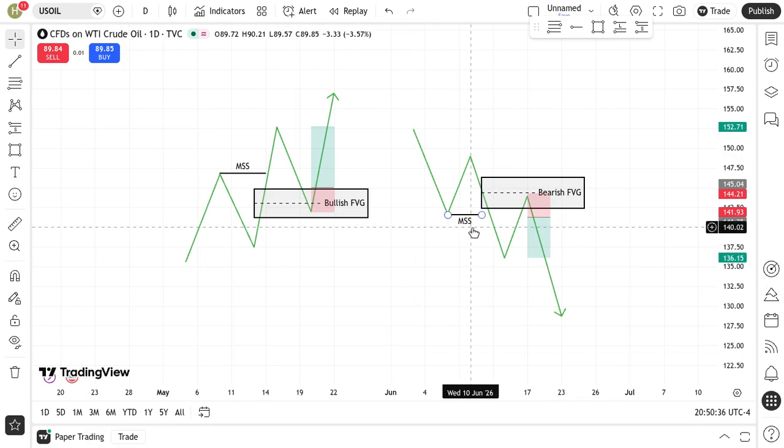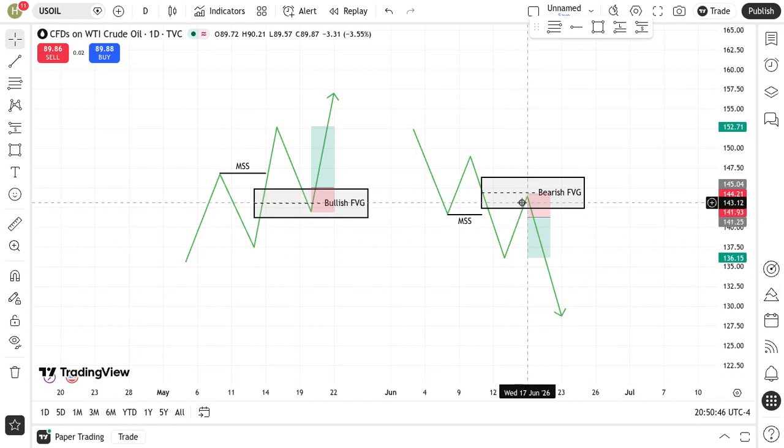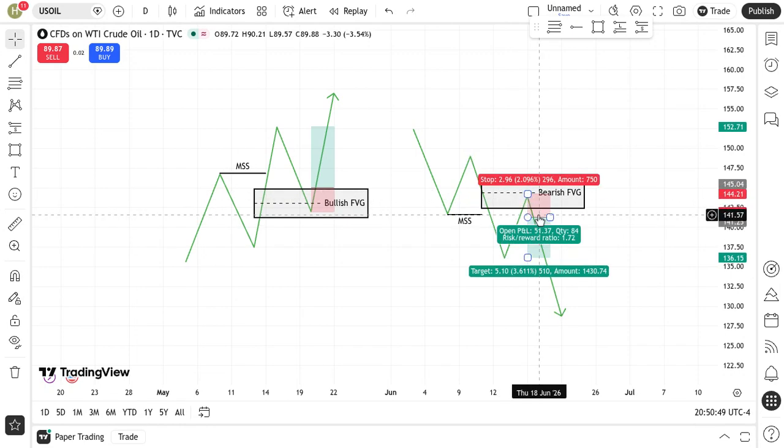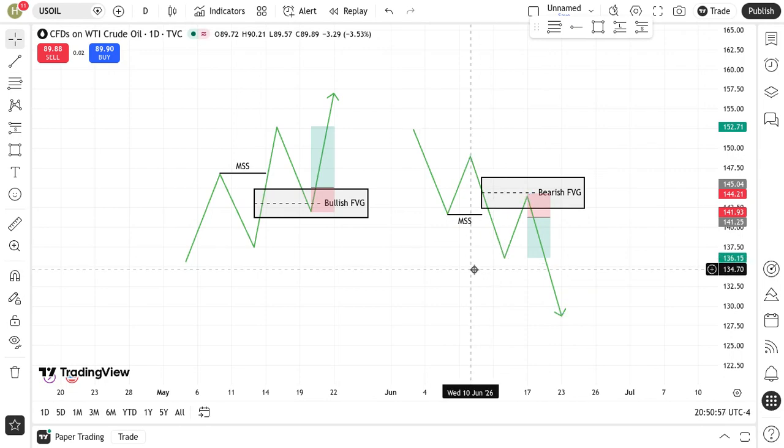Now on the bearish side, you're looking for a bearish market structure shift, so a break below a low. Then you're waiting for a bearish fair value gap to form. You wait for price to retrace up into that fair value gap. You wait for a reaction from the fair value gap. Then you enter, set your stop loss at the reaction point, and you set your take profit at liquidity or a 1 to 2 risk reward.